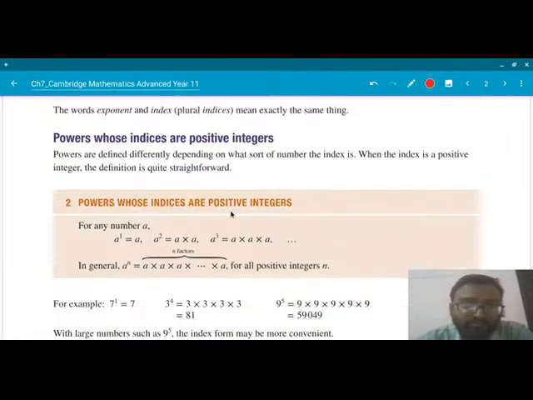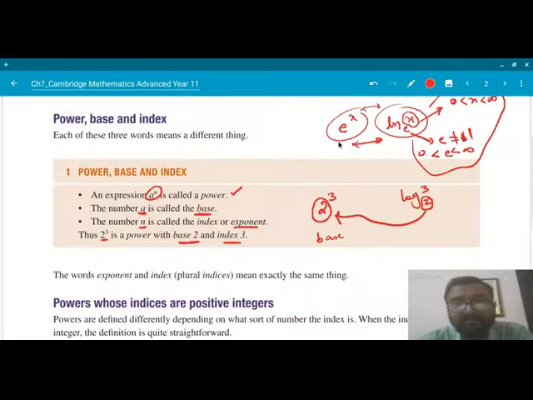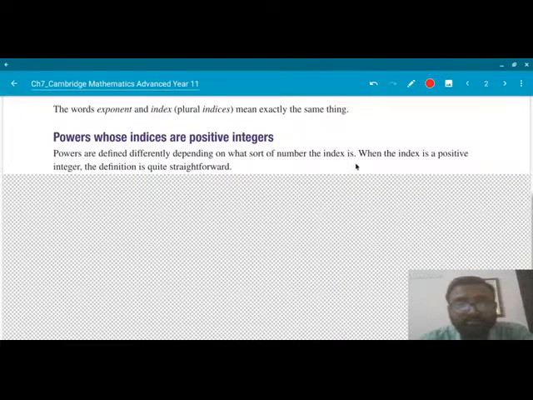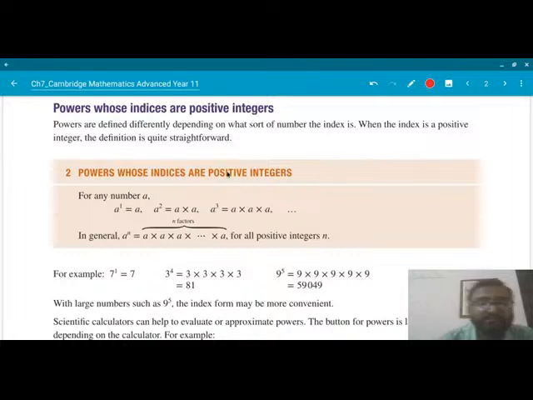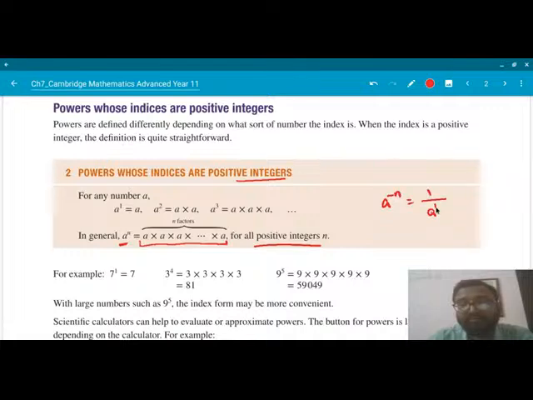Now, powers whose indices are positive integers. Positive integers means the power should be a positive number, 0 to infinity only. If it is a non-integer, a fraction, we can reduce it by simplification using logarithm functions to get the values of the function. Here a power n means a multiplied n times. All are positive powers. If it is a negative power, it comes down and becomes a positive power.